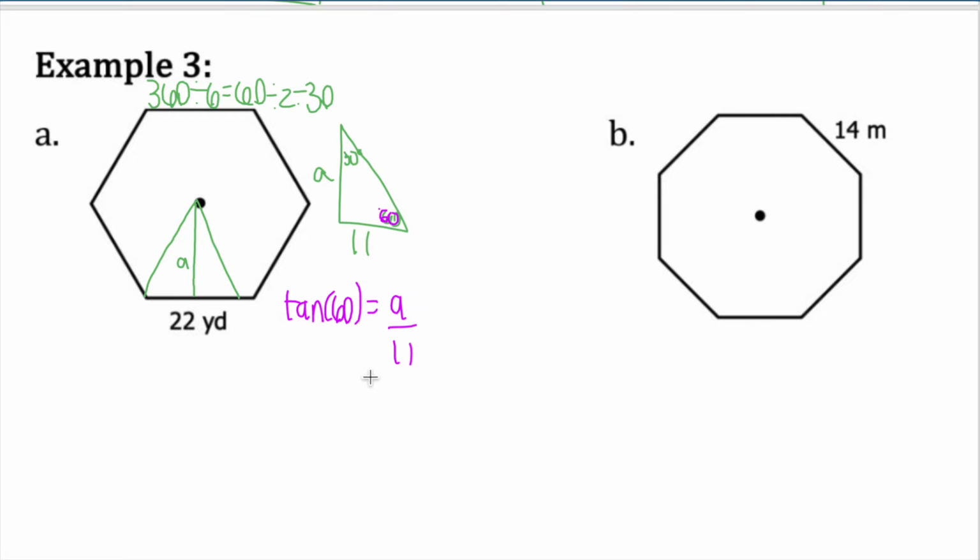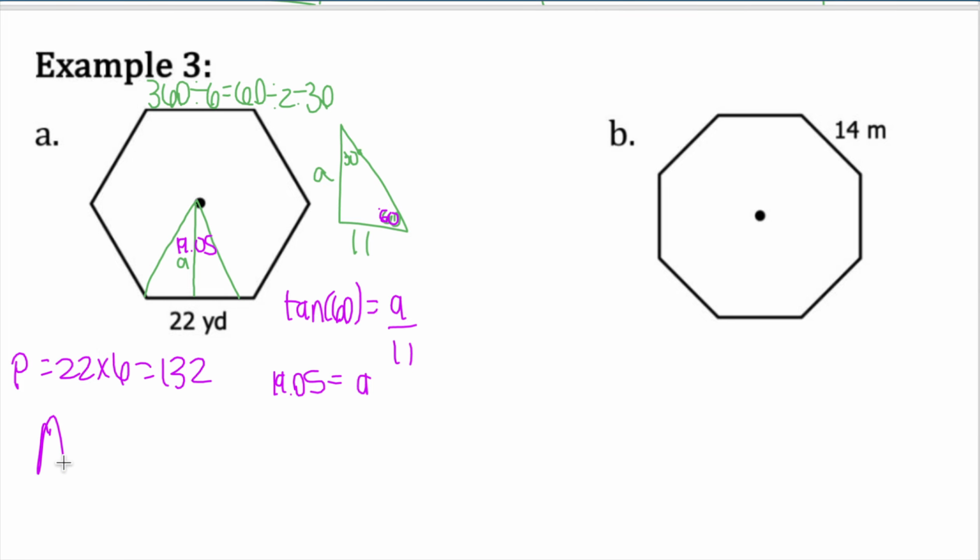Again, many ways to try these things. A is going to end up giving us 19.05. So now I have everything I need. I have my apothem is 19.05. 22 is there, so help me find perimeter. So 22 times 6 should give me 132.